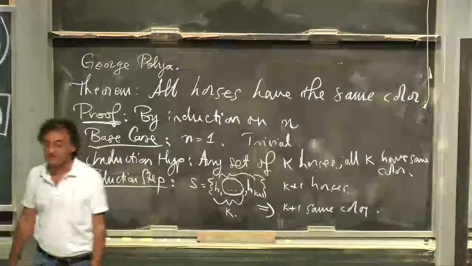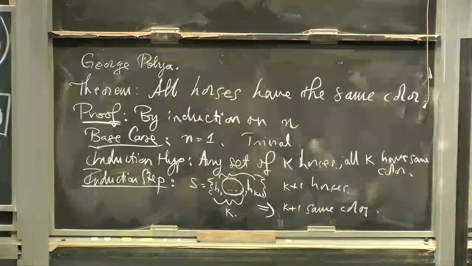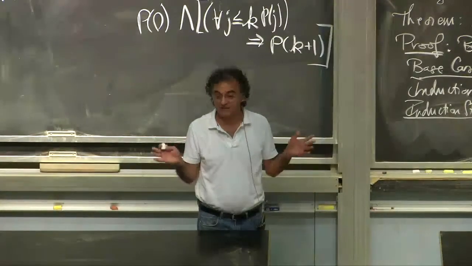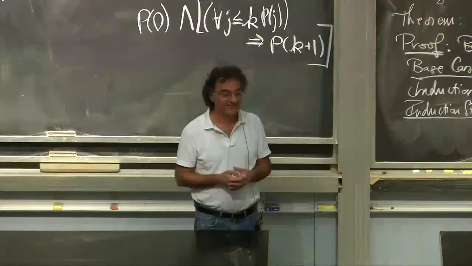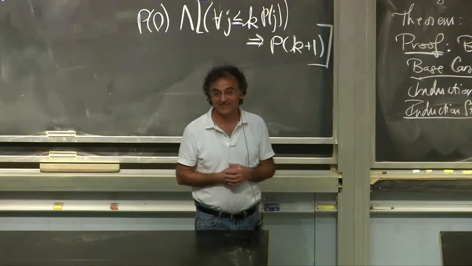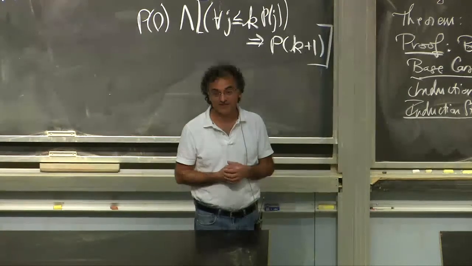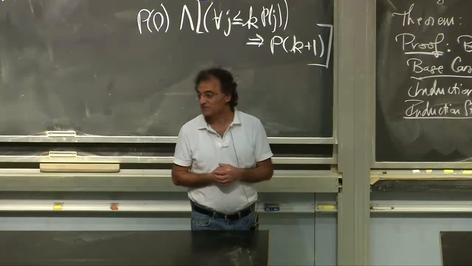So we are done by induction. All the colors you see around you is just illusion. We proved it. Okay? So where's the flaw in the proof?